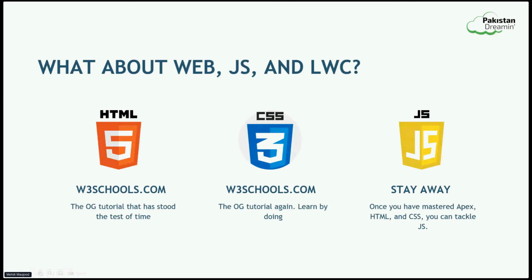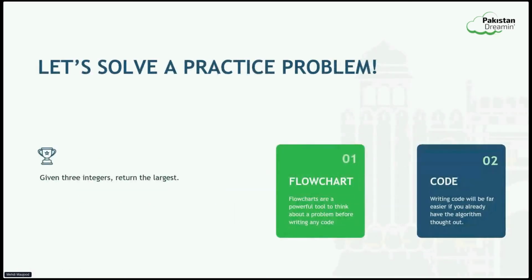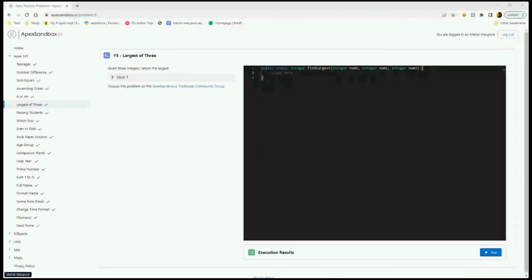Right, so with that out of the way, let's move on to a practice problem. And I want to demonstrate how you should practice writing code if you have a problem to solve. I'm going to give you an example problem. Given three integers, return the largest. This is a practice problem that I have on the website, apexsandbox.io. So we are trying to find the largest of three integers.